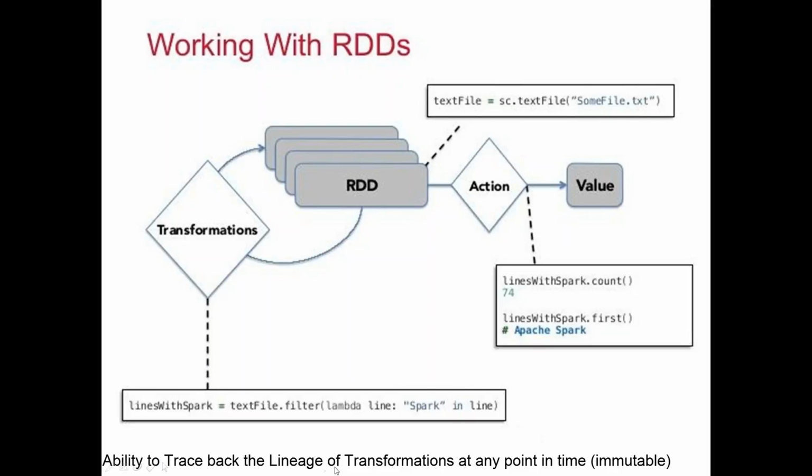In Spark, you have the ability to trace back the lineage of transformations at any point in time, because an RDD at its basic abstraction level is immutable. You start with an RDD, you transform the initial RDD to create a downstream RDD, and then you can keep going, using different transformations to create a bunch of transformed RDDs. At the end, when you perform an action on this downstream RDD, that's when this whole pipeline of RDDs is going to materialize and get evaluated.